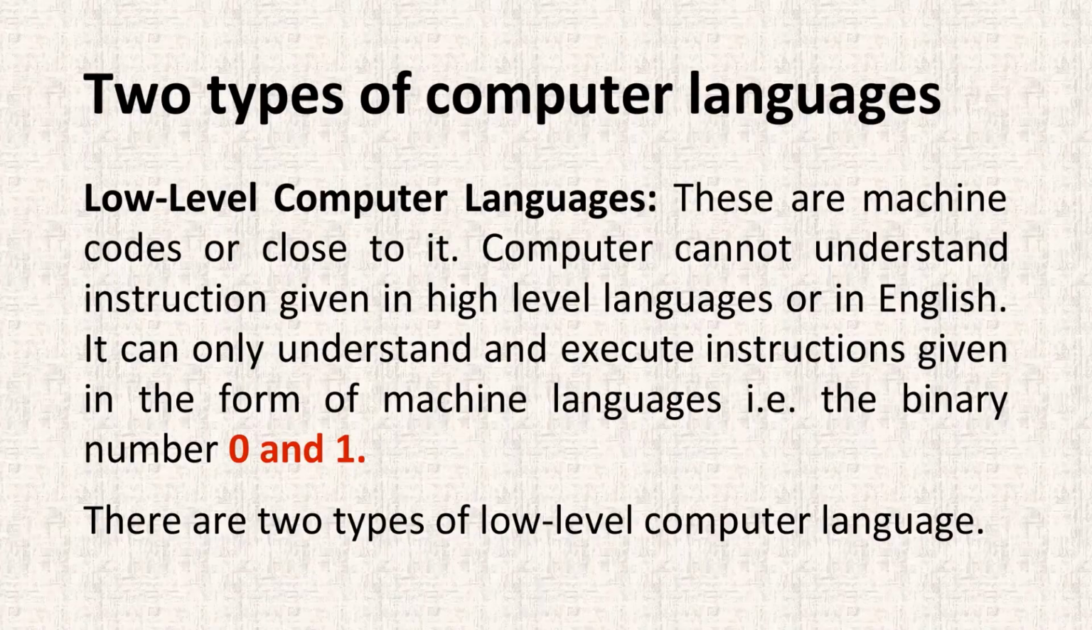Coming to the computer programming languages, basically there are 2 types. They are low-level languages and high-level languages. Low-level languages are again of 2 types. One is called the machine language, the other one is called the code language, also called assembly language.